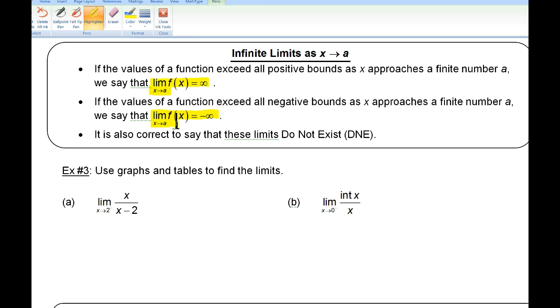Remember how I said if it's infinity or negative infinity, it's also okay to just say they do not exist. Because positive and negative infinity are not real numbers, so technically they do not exist. Okay, but it's okay to write either one.